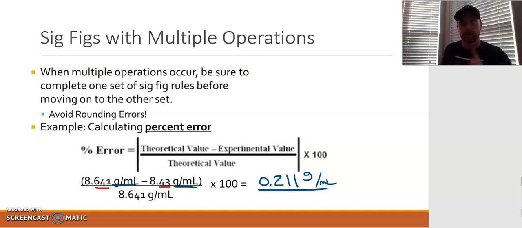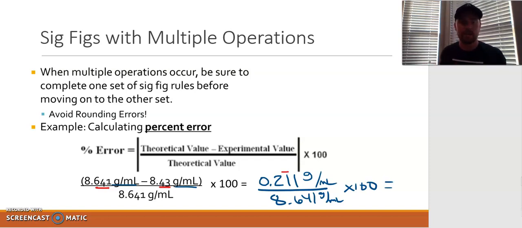So here's what I do. It's a trick. What you do is you say, okay, I want to remind myself this should have been rounded to 0.21, 2 decimal places. So I put a bar over that digit right there. It reminds me that's where it should have been rounded, but I don't want to round yet. So now, that's what my top value is. I need to still divide it by 8.641 grams per milliliter on the bottom, and then multiply by 100. Now at this step, the two math operations that are left are division and multiplication, which, since they have the same rules, do everything. So I'm going to do 0.211 divided by 8.641, and then multiply by 100.